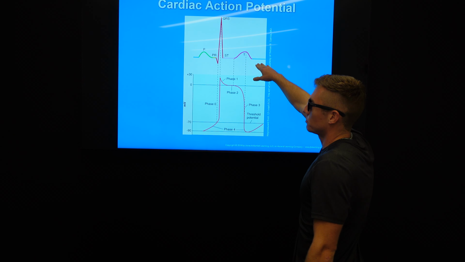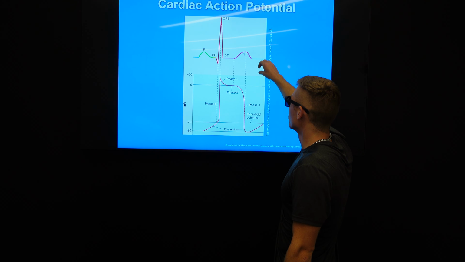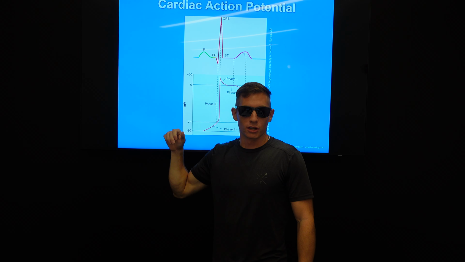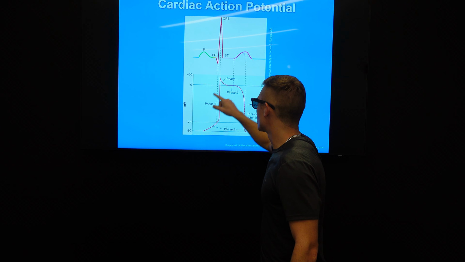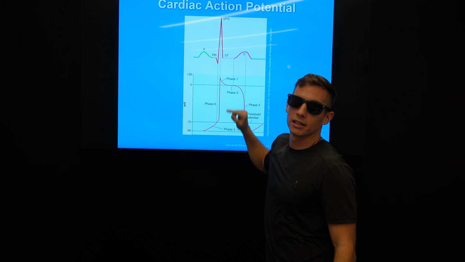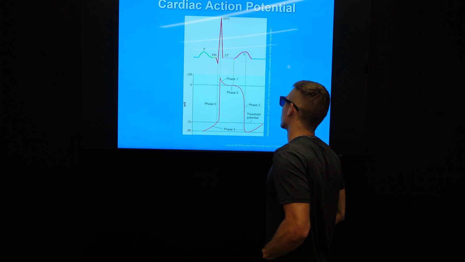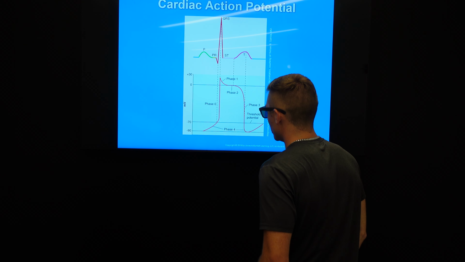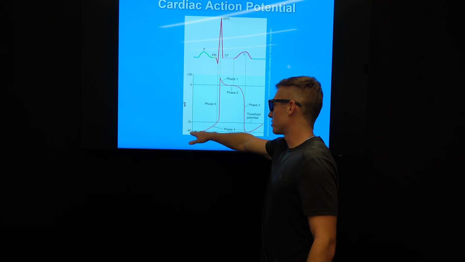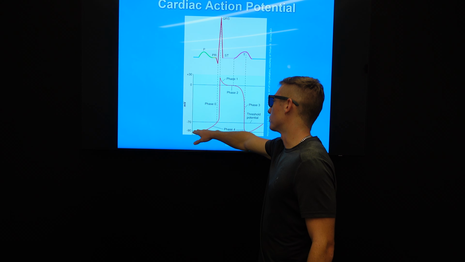Sometimes after the T, if you have hypomagnesia or other electrolyte imbalances, you might see a little bit of a U wave. Very difficult to pick up on. It'll be very subtle.